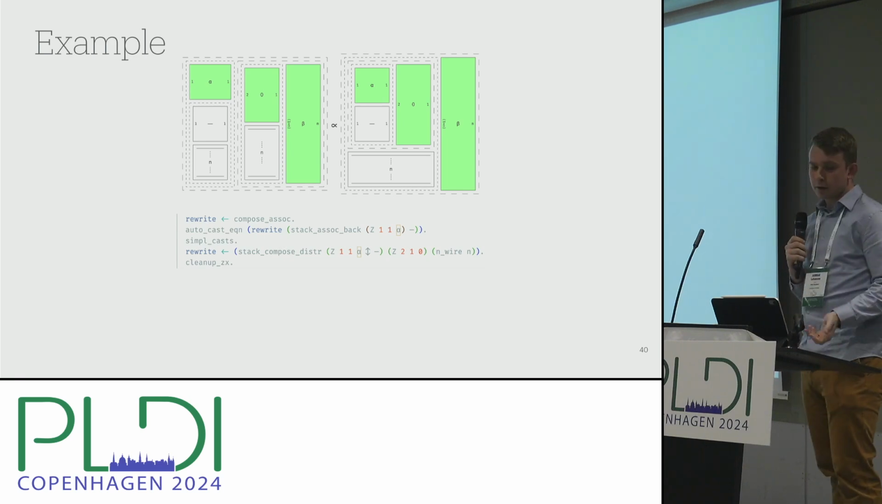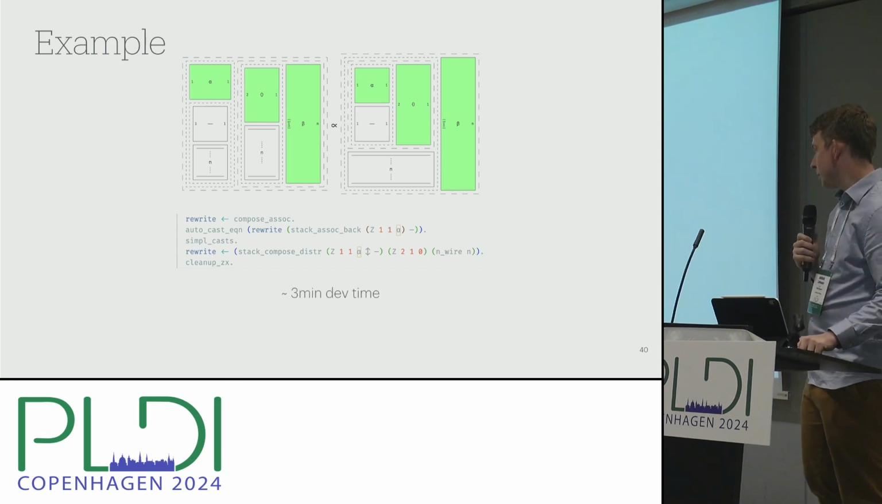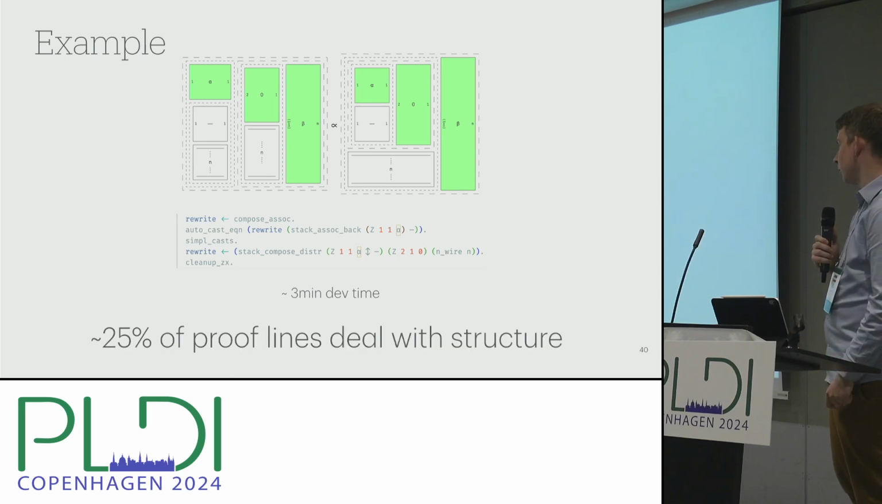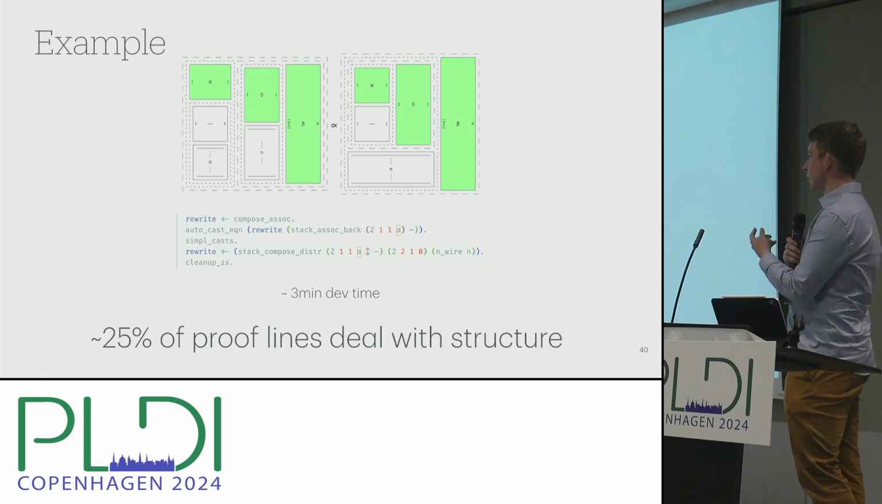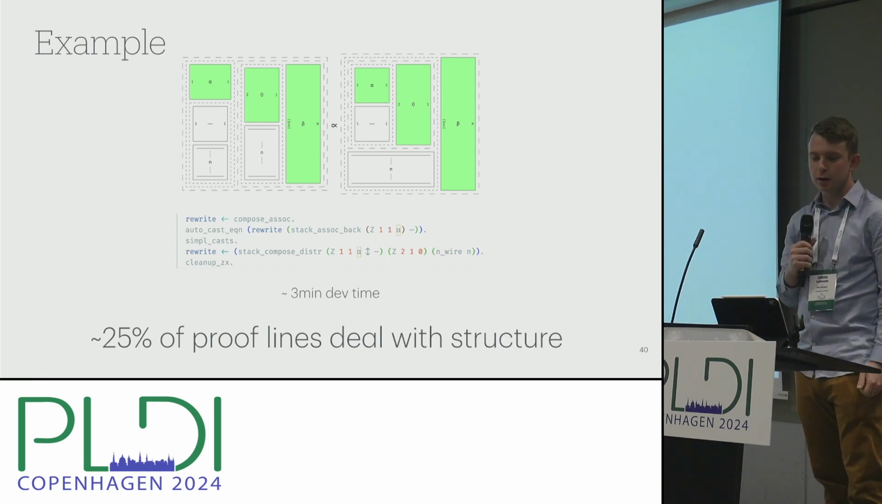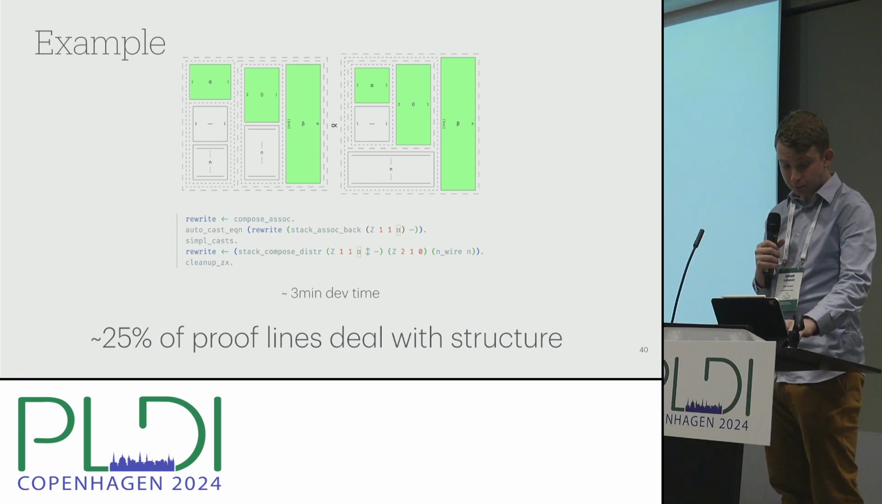And below this, I put in the Coq proof. It's not necessarily super long. It's about 3 minutes of development time, but about a quarter of our entire library is just dealing with these problems, so it becomes incredibly repetitive and is a real slowdown for working with our library.